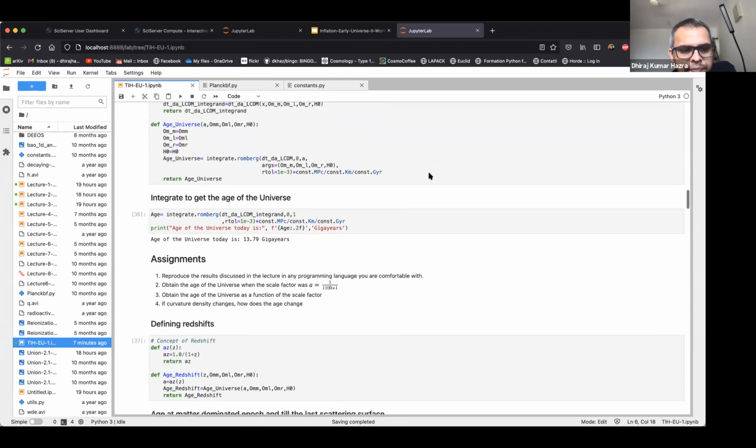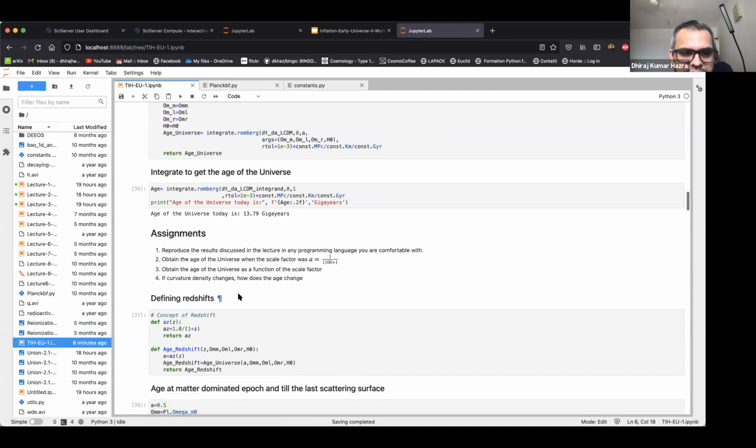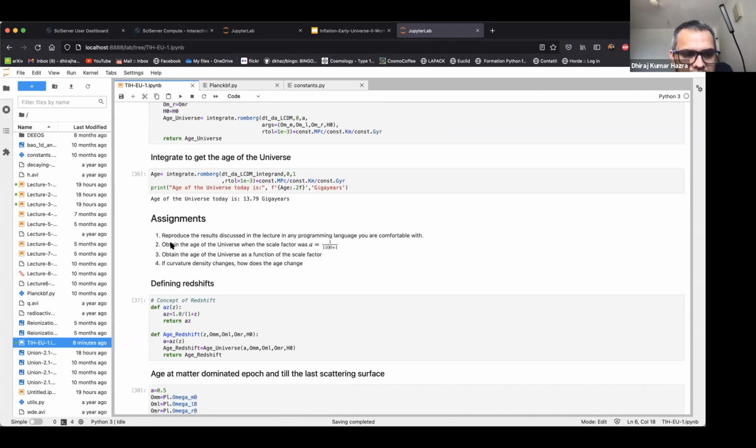Okay, there are some assignments that I have listed. I'm not going to check these assignments. These are for you. If you are able to do it, then it is really great that you are making your hands dirty with the coding. Okay, and that is the main aim of this workshop, that you get some practical knowledge on how to compare with the data apart from just the theoretical calculations. Okay, so the assignments are: reproduce these results discussed in this lecture in any programming language you are comfortable with.